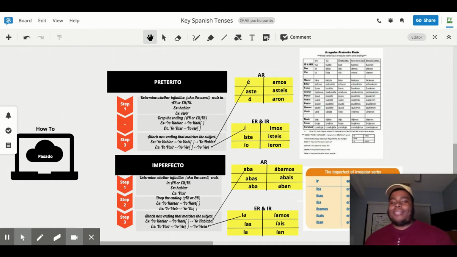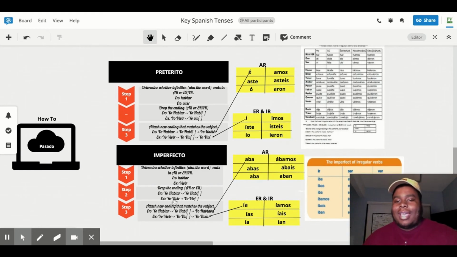Now, let's take a look at the imperfect tense. Same deal here. Determine if it's AR or ER/IR. Same words, so hablar and vivir. Drop those endings, so yo habl and yo viv. And you just attach the corresponding ending.